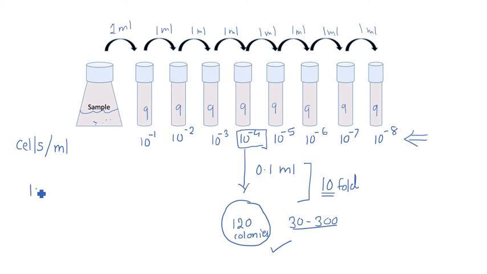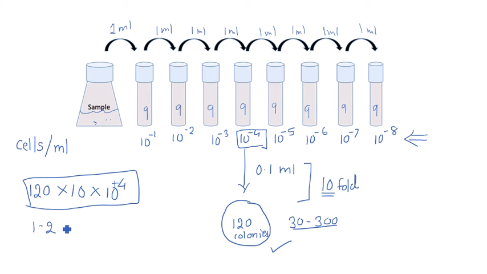So you have 120 colonies. You multiply that with the tenfold, because you did not use 1 ml, you used 0.1 ml, but you're calculating for 1 ml. So you multiply that with 10, which is your plating dilution factor, times the tube dilution factor, which is 10 to the power minus 4. But remember, we are going back, so this negative number is now going to be a positive number. So it's 10 to the power positive 4.